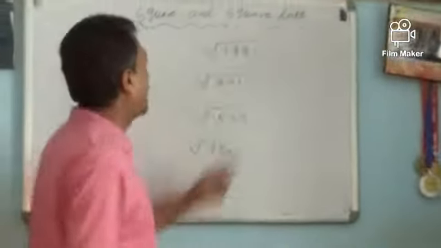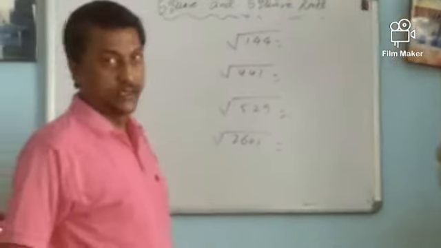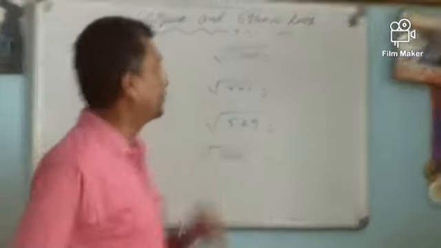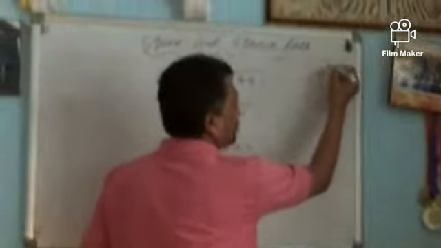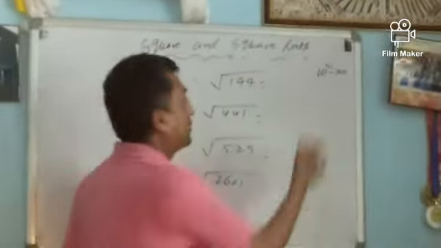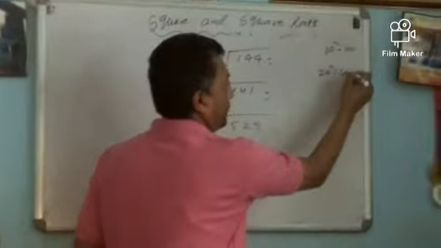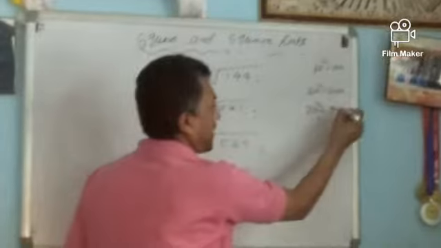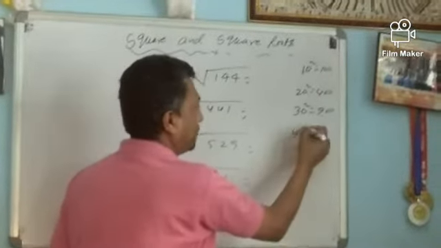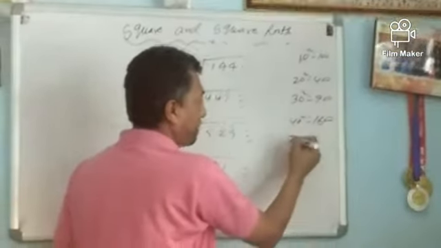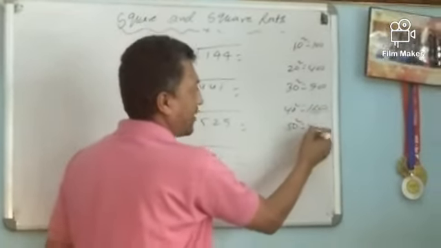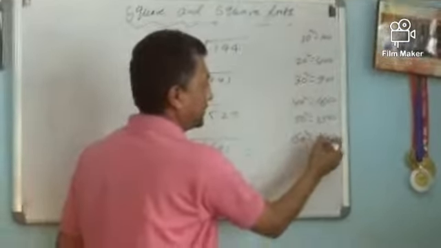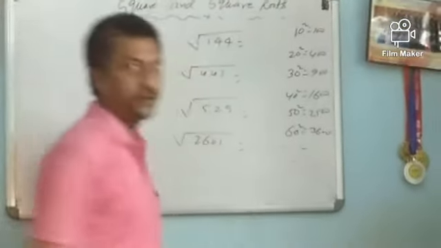So in this case, suppose 144 is there, and directly for the objective question we have to find the answer. So what to do? We know 10 squared is 100. Then 20 squared is 400. 30 squared is 900. Similarly, 40 squared is 1600, and 50 squared is 2500. 60 squared is 3600.